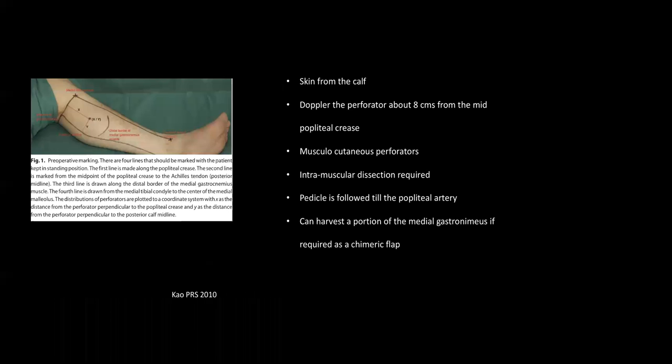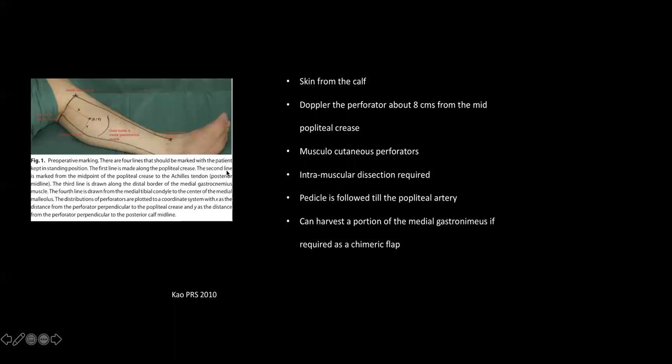Now, there are several descriptions of how you mark the medial sural artery perforator flap. What I would normally do is just take the midpoint in the popliteal crease and drop 8 centimeters down, and you will be able to Doppler the perforator in and around this territory. If you want a more extensive way of how to mark this flap, you can refer to Tao's publication in PRS in 2010. But basically, mid-popliteal crease, you drop a line about 8 to 10 centimeters, you'll be able to Doppler the perforator, and you can center your flap around that perforator.